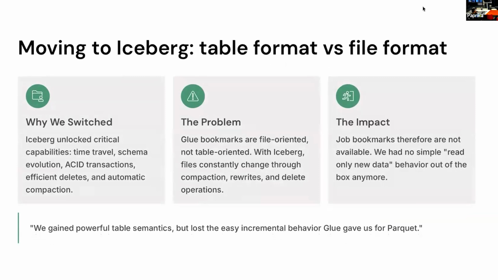The main reason for that is, I would say, Iceberg is a table format instead of Parquet just being a file format. Anyway, we wanted to switch because it added some critical capabilities, most importantly, the time travel capability and ACID transactions. However, since Glue bookmarks are file-oriented and not table-oriented, we didn't have this feature available. So basically, job bookmarks with Iceberg are not available.